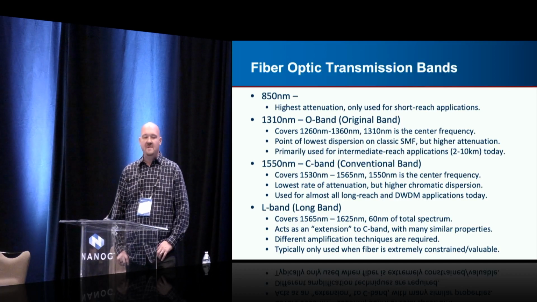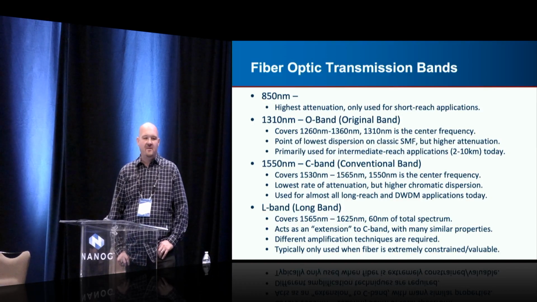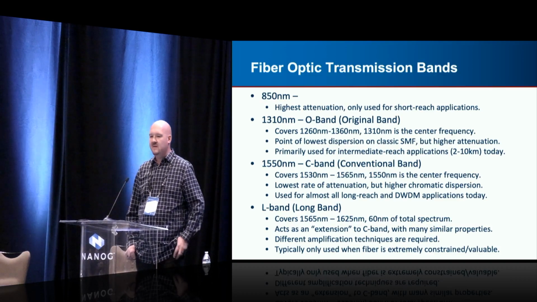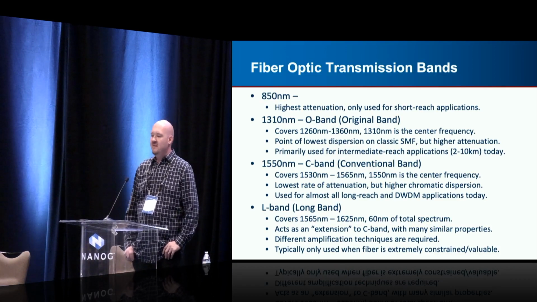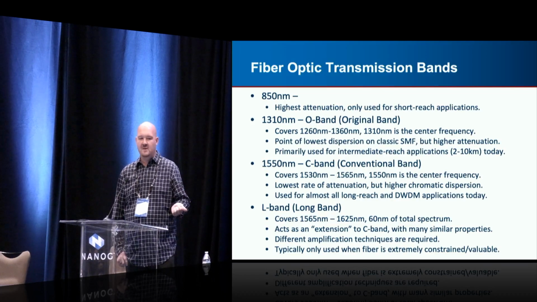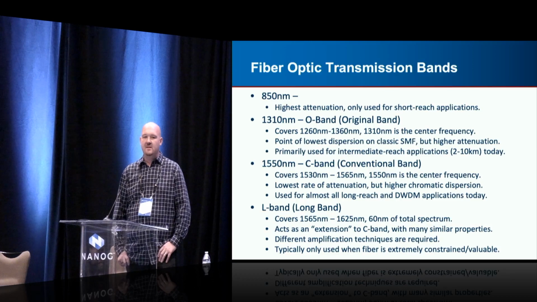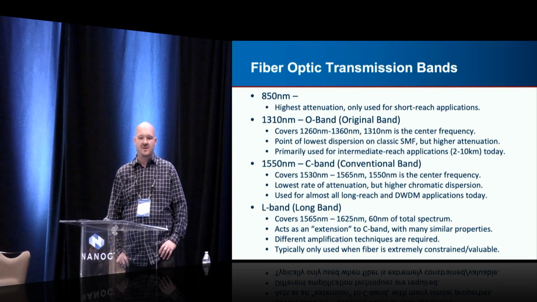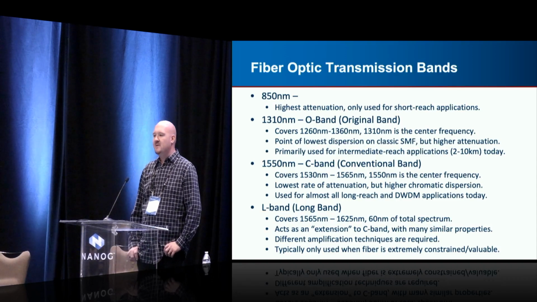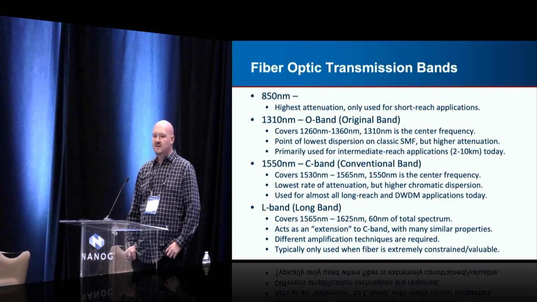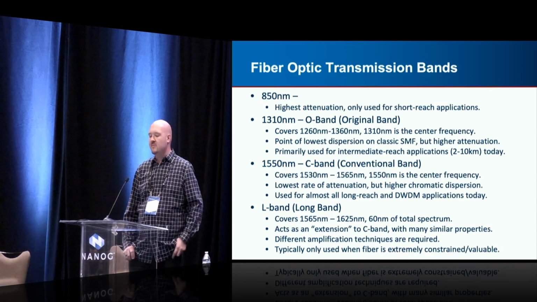The 1550 band, which is called the C band for conventional, is defined around what you can amplify with an EDFA. I'll talk more about this in a minute, but it's a big chunk of spectrum that is used for long haul, DWDM, everything that we do that's fancy. It's the point of lowest attenuation. So it's where you can send the signal the furthest. It's where you'll actually be able to get a good 80 kilometer reach or more on an individual link before you have to amplify. This is where you see pretty much everything centered around long reach and DWDM.